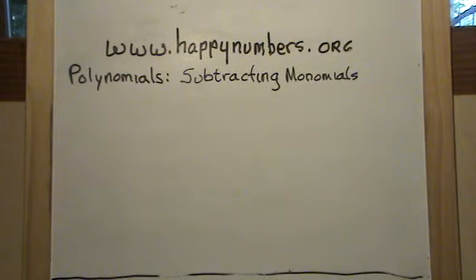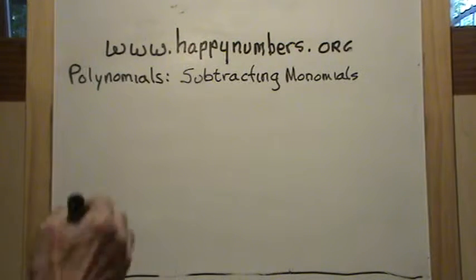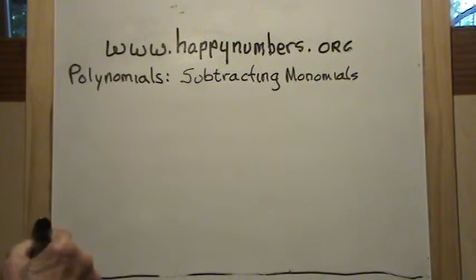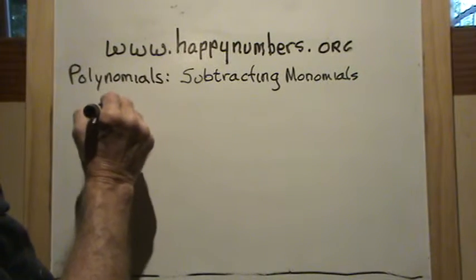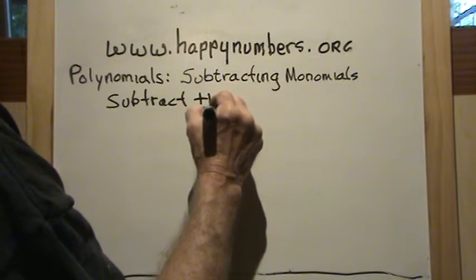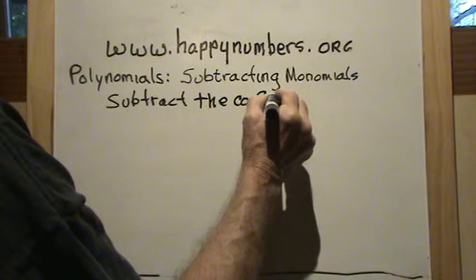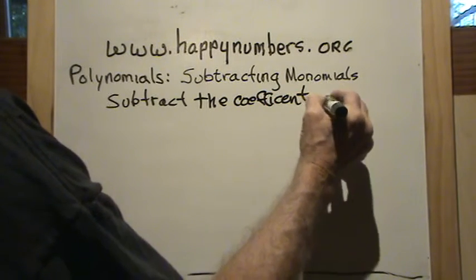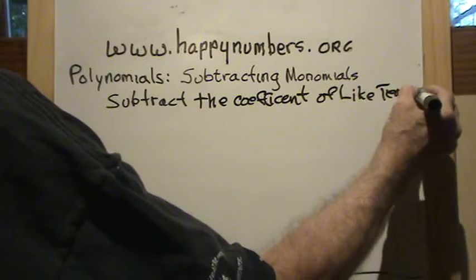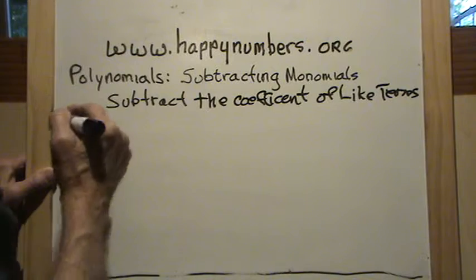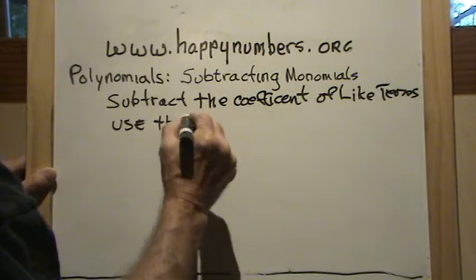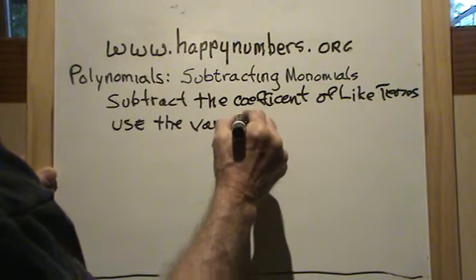Okay, so today, that's our vocabulary, and that's important to know, and if you need to review that, you can go back and look at lessons that will review that. But today we're talking about subtraction of monomials. Now, to subtract monomials, we subtract the coefficient of like terms, and then we use the variable part.